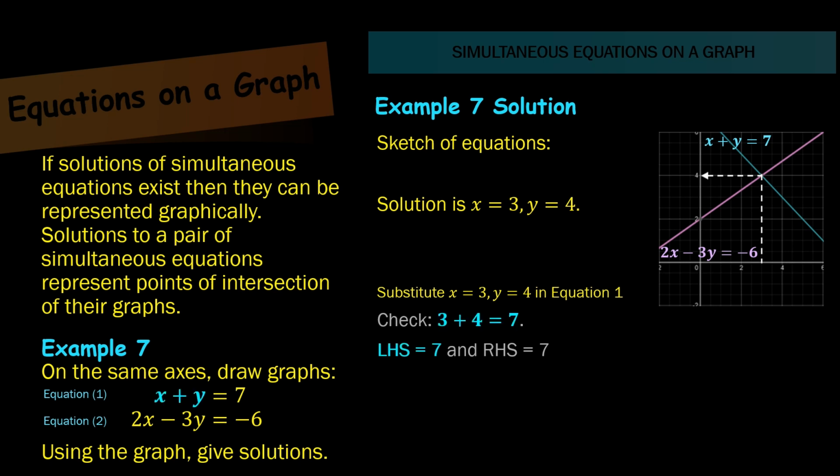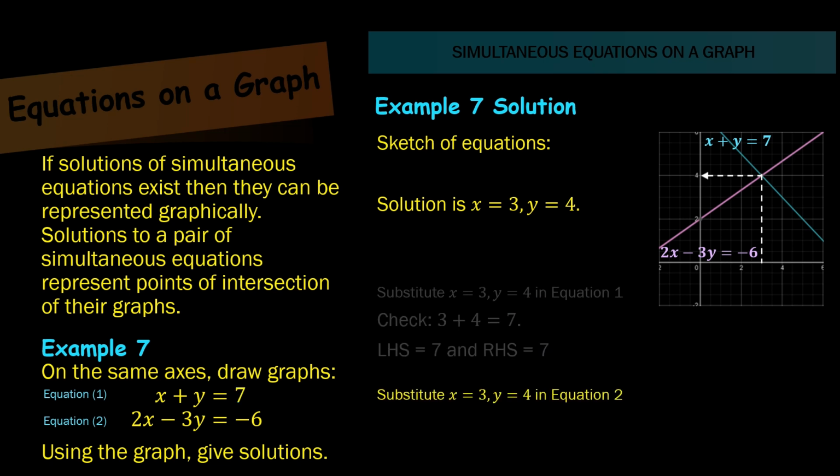Now let's check in the second equation. Substitute x equals 3 and y equals 4 in equation 2. So 2 times 3 from x equals 3 here, and 3 times 4 from y equals 4 here. And 2 times 3 minus 3 times 4 is minus 6. So the left-hand side equals minus 6, and of course the right-hand side equals minus 6 also. And therefore the solution does indeed work for the second equation as well.